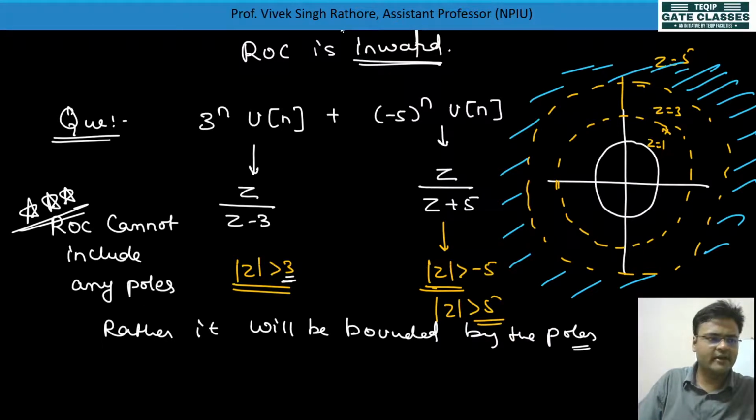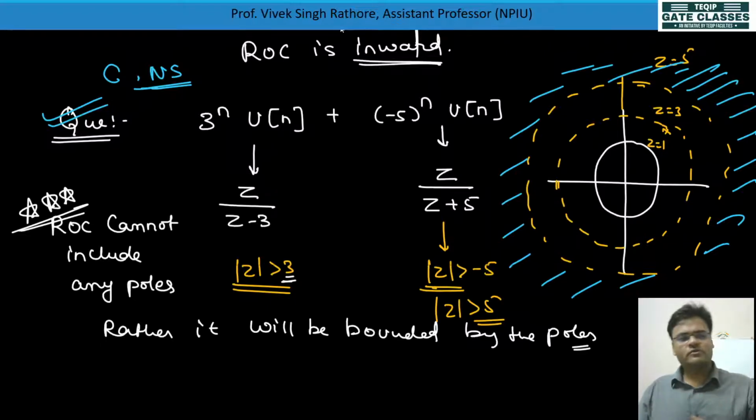So ultimately, what you understood from this question is that overall it is causal. Is it stable? It is a non-stable signal, because it is not involving |z| = 1. It is not involving it, so we cannot say it is stable, or that it is absolutely integrable. It is a non absolutely integrable signal, combination of this.